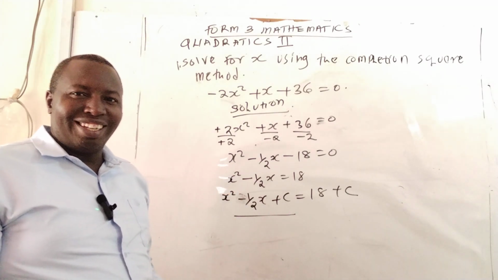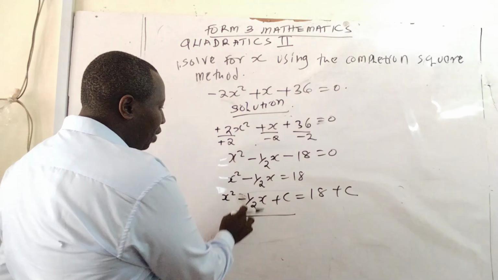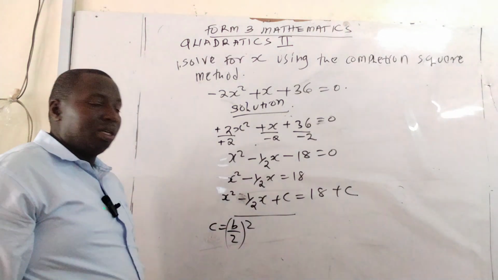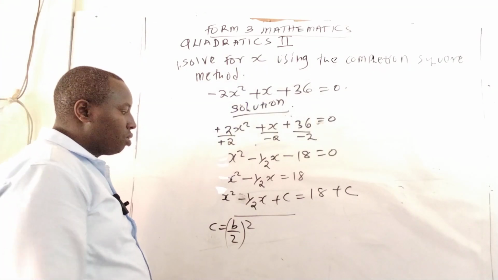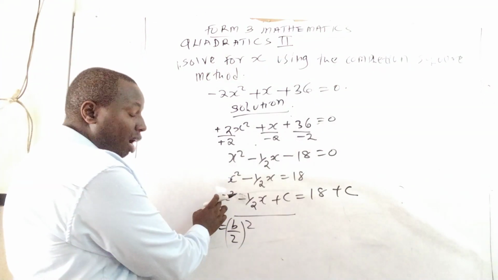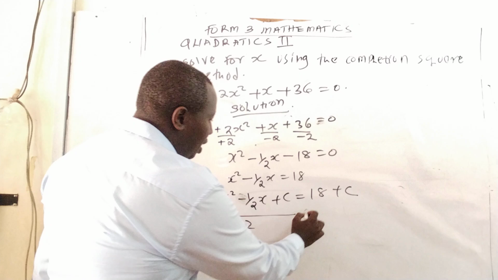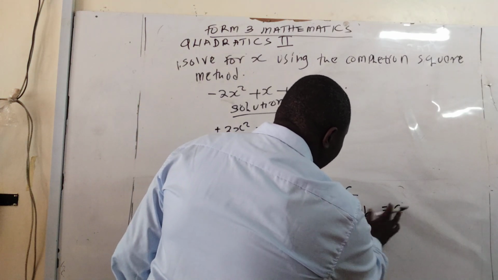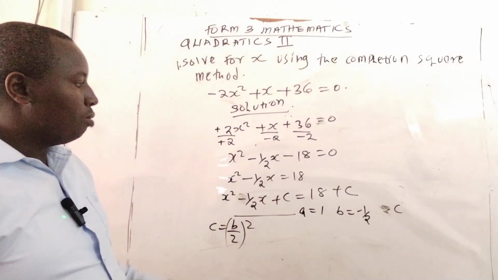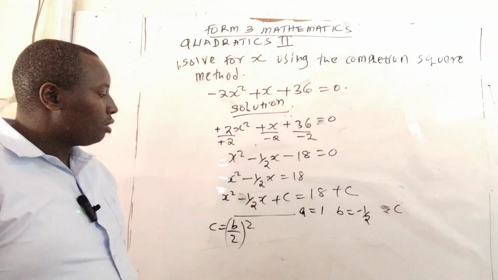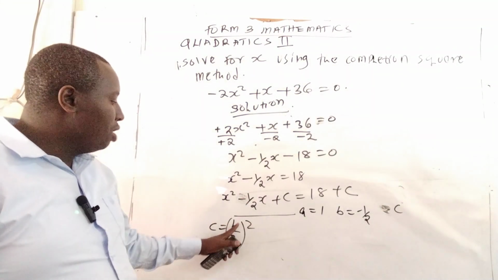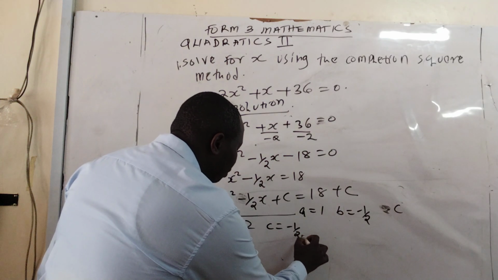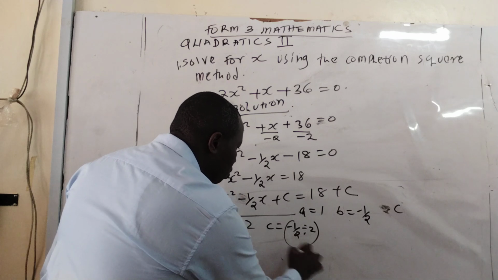But how do you get the c? When the coefficient of x squared is 1, c is always equal to b over 2, squared. So our a is 1 now, and our b is minus a half. Now we want to get c, the c that you must add on both sides, which is b over 2 squared. Our b is minus a half, so minus a half divided by 2, squared.